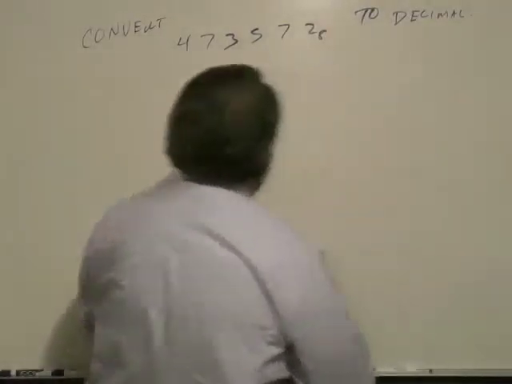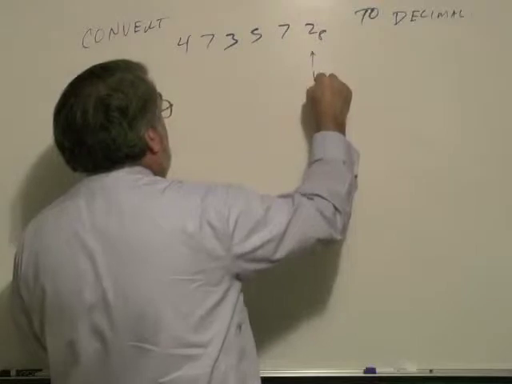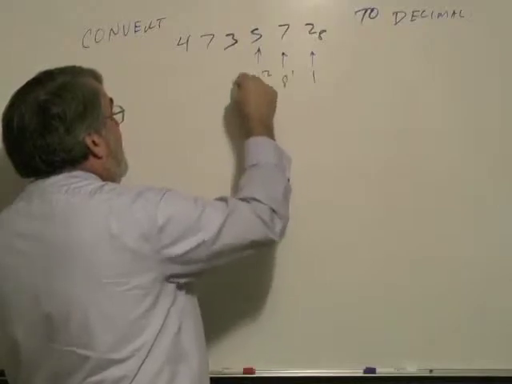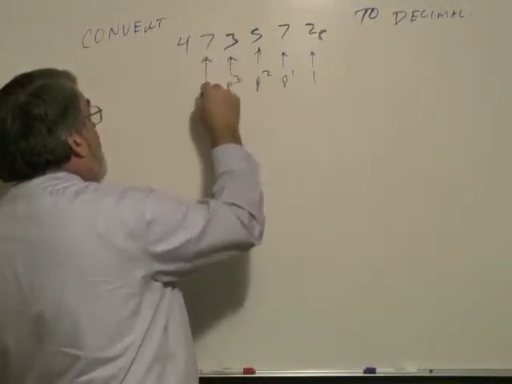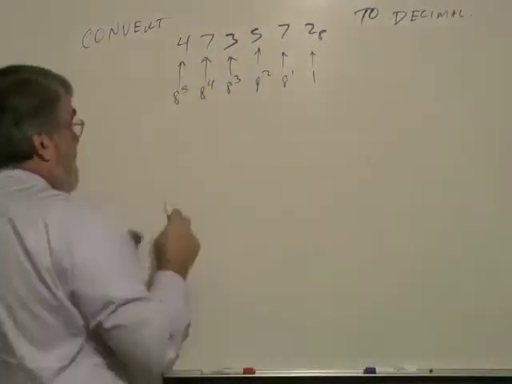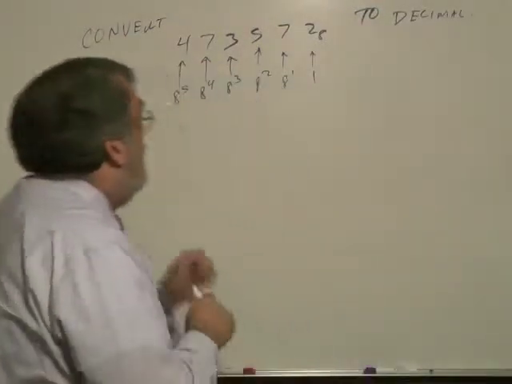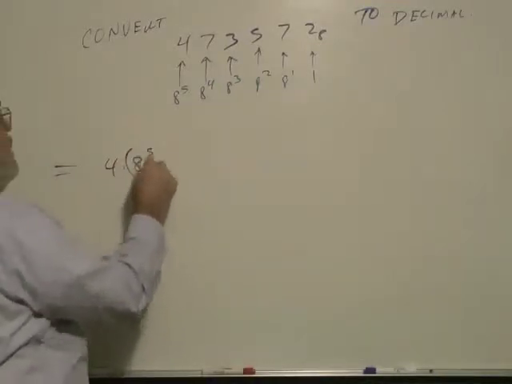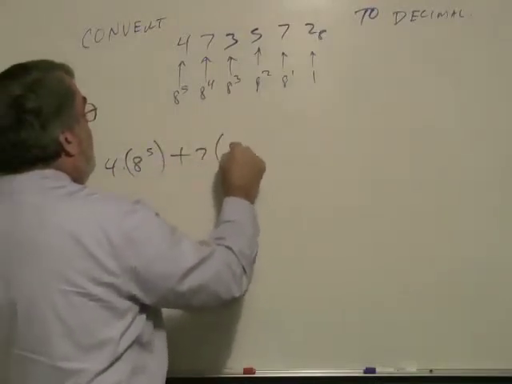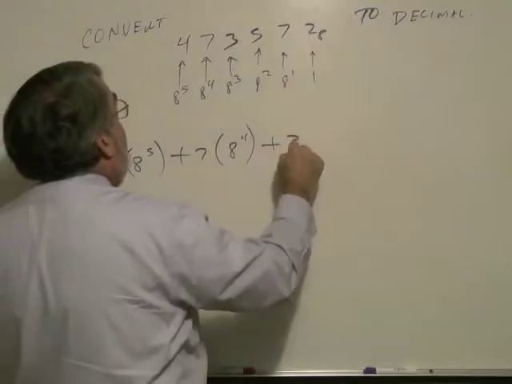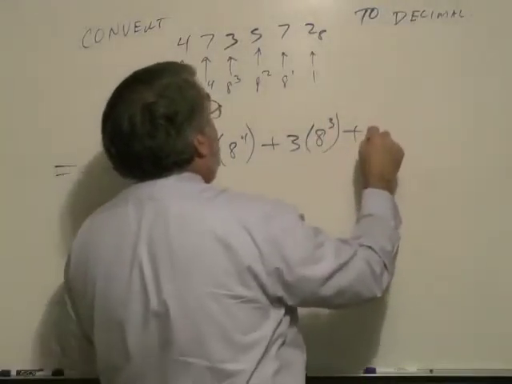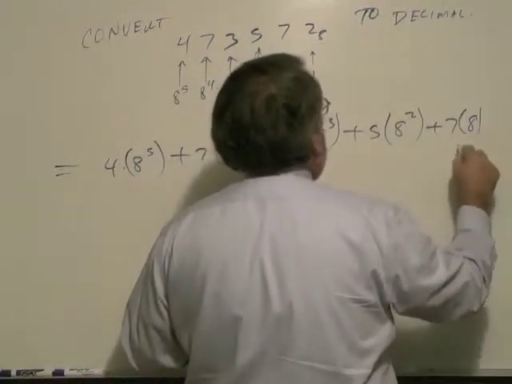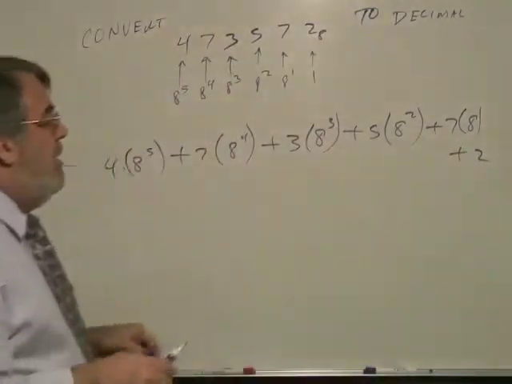All right, so this position is the ones. This is the 8th position, 8 to the first power. That's 8 to the second, 8 to the third, 8 to the fourth, 8 to the fifth. So my number becomes 4 times 8 to the fifth, I'm putting that in parentheses, plus 7 times 8 to the 4th, plus 3 times 8 to the 3rd, plus 5 times 8 to the 2nd, plus 7 times 8, plus 2. 8 to the 1st is just 8, and then plus 2.